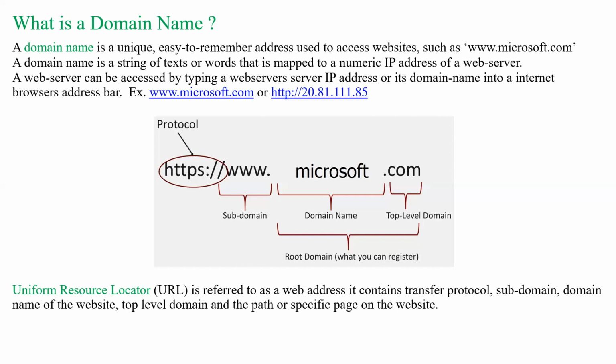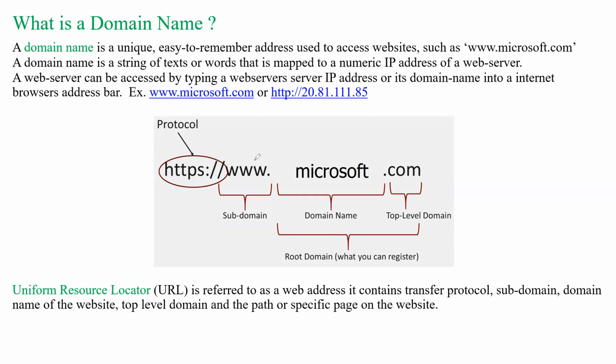Here we have something called URL, Uniform Resource Locator. It is referred to as a web address. It contains the transfer protocol, subdomain, domain name of the website, top level domain, and the path or specific page of that particular website. So here, when we type a web address in our internet web browser, to begin with, we will see this HTTP or HTTPS. This refers to the protocol, whether it is HTTP or HTTPS protocol.